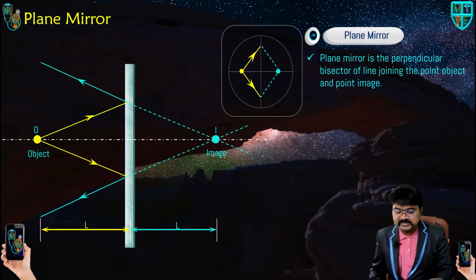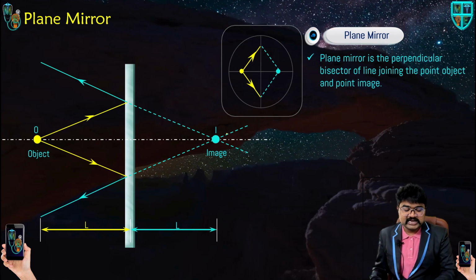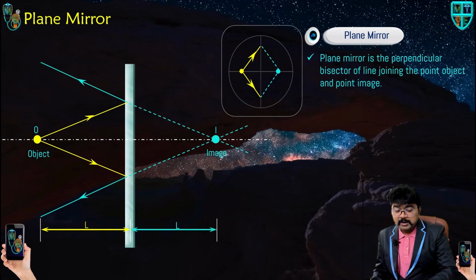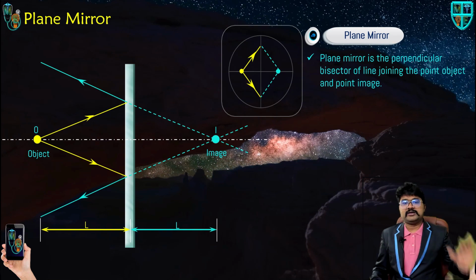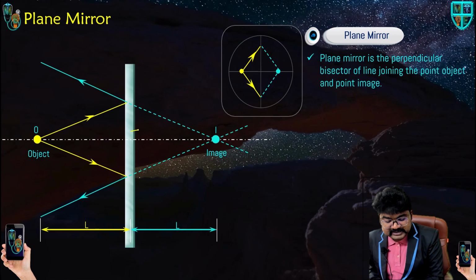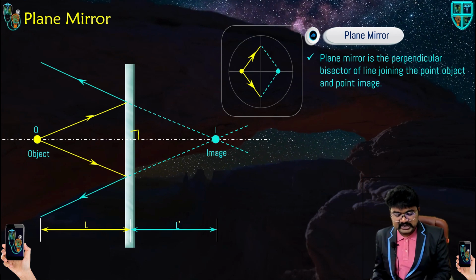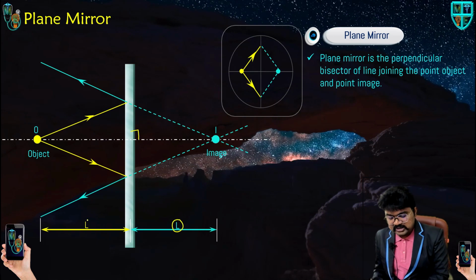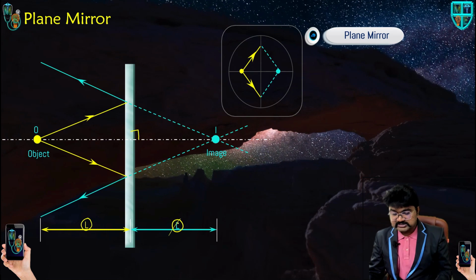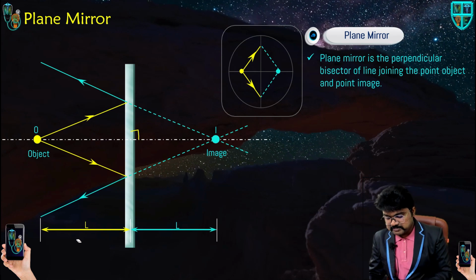Perpendicular bisector means this is the line OI, and the mirror is bisecting the OI. Bisecting means what? Perpendicular bisector. This is perpendicular, 90 degrees, and these two distances, L and L, are exactly the same. The mirror is the perpendicular bisector. It is a very important point.